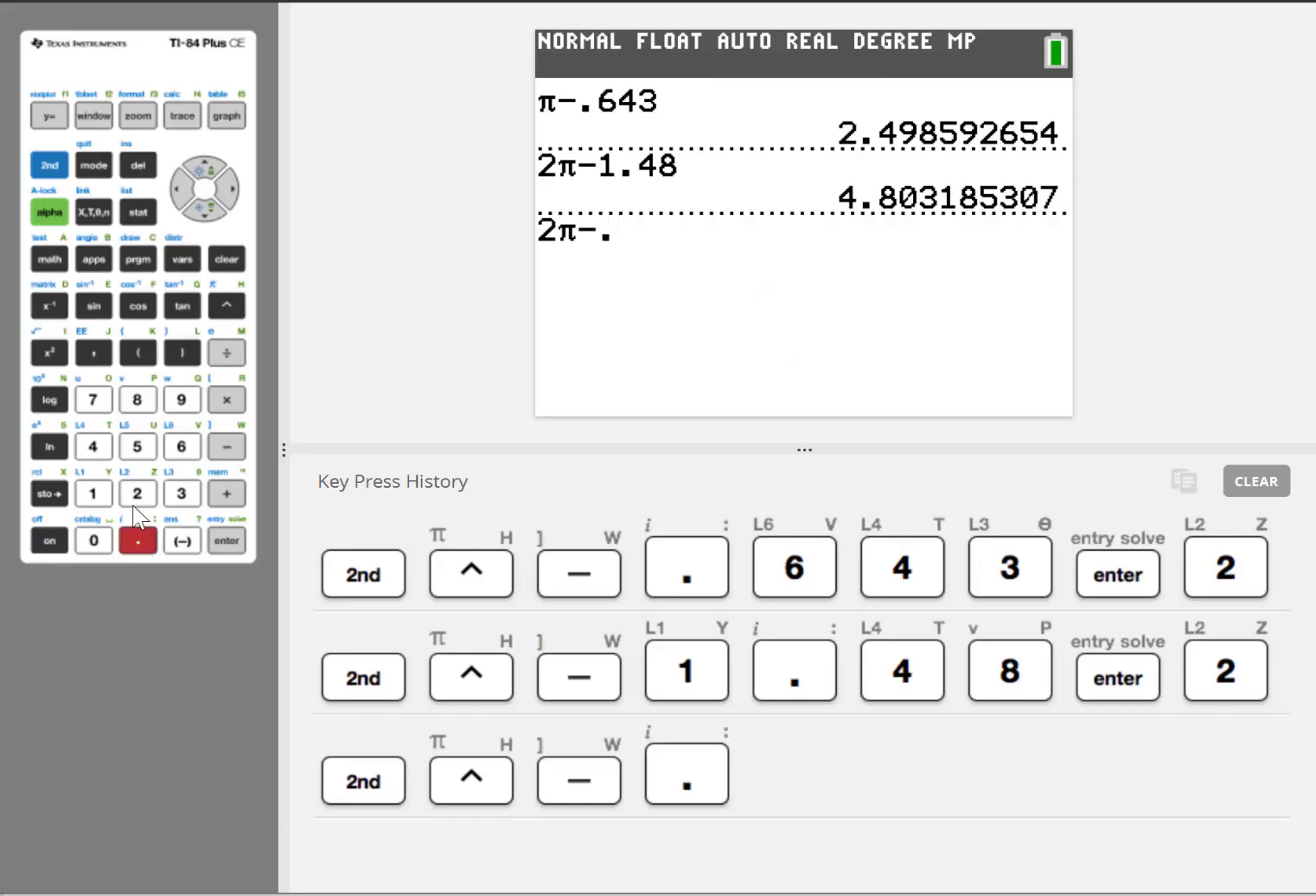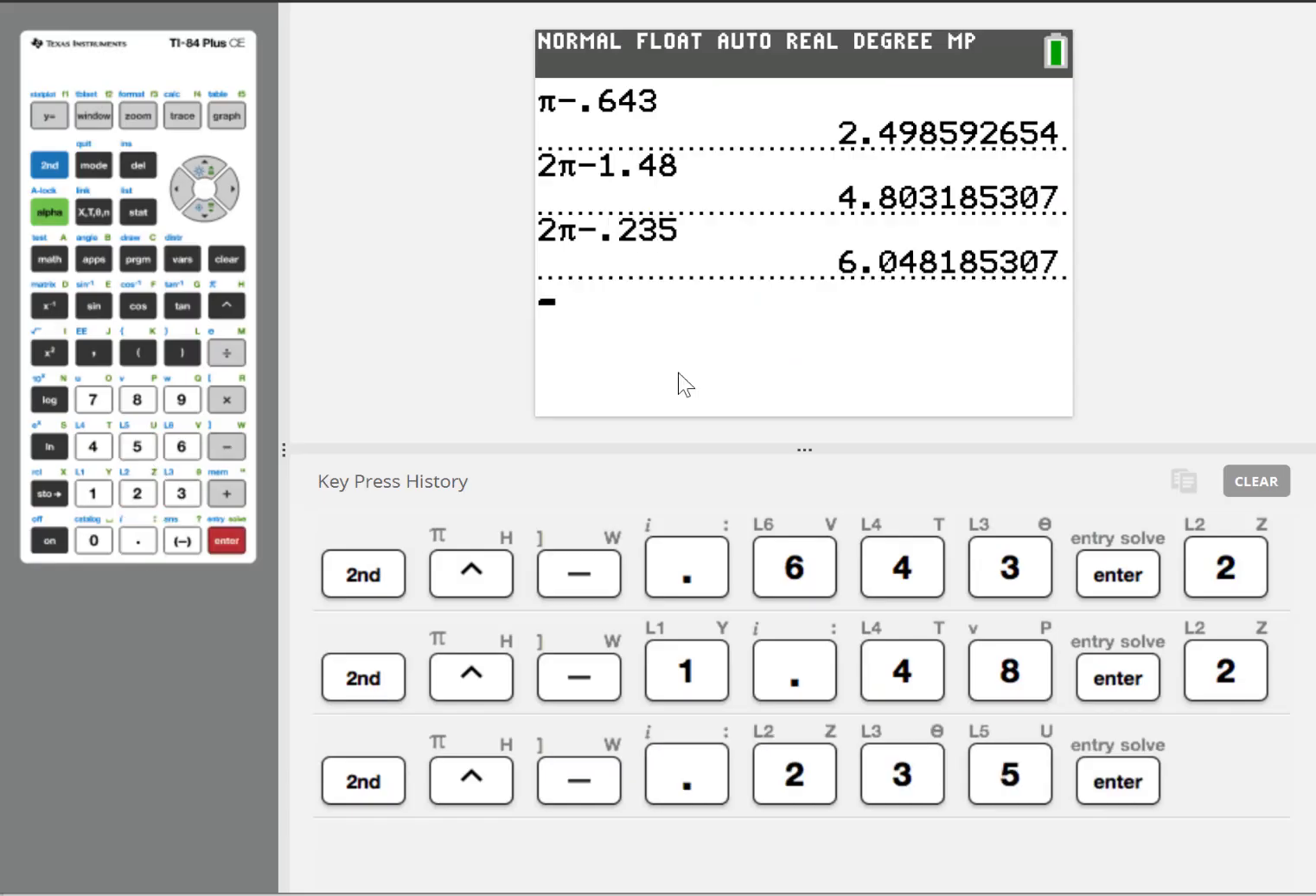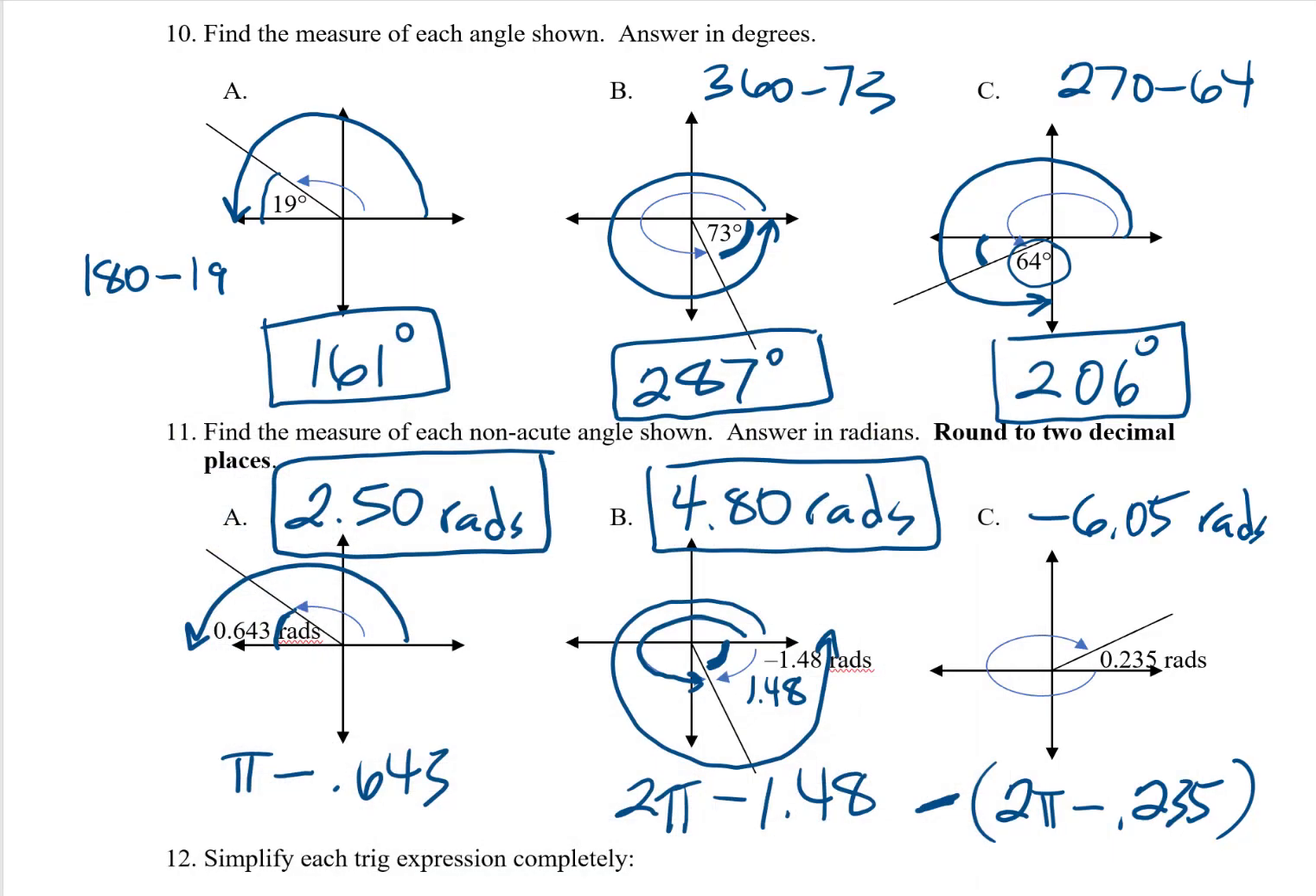2 pi minus 0.235 gives me 6.05 radians. But of course the final answer is negative 6.05 because we're rotating around in that negative direction. If I had wanted to do that in one calculation on the calculator, I could have done negative 2 pi plus the 0.235, and that would give me also negative 6.05.